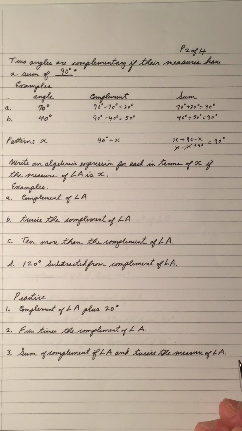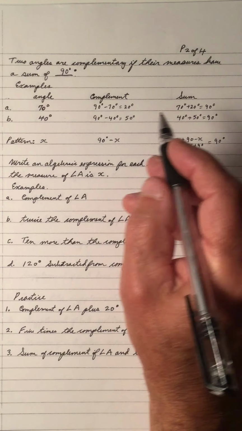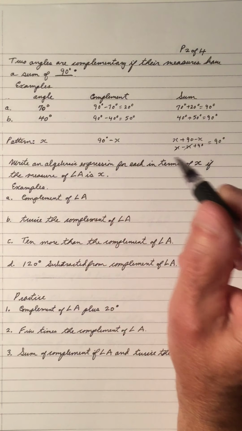The complement of any angle is always 90 minus that angle, provided the angle is between 0 and 90. If you have a 90, then 90 minus 90 is 0. So the angle has to be between 0 and 90.